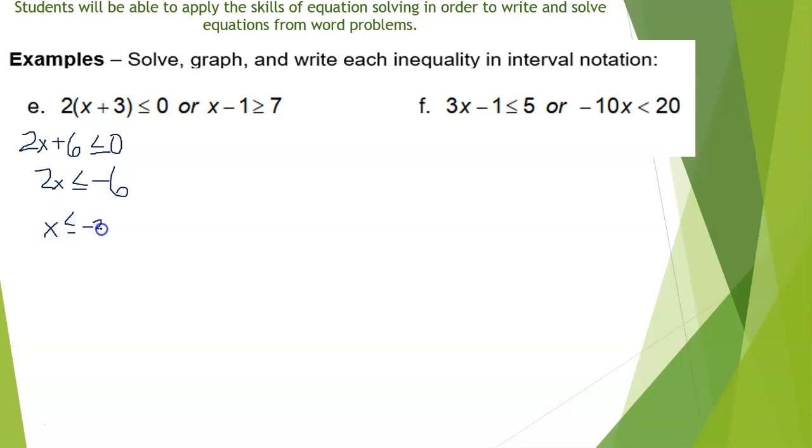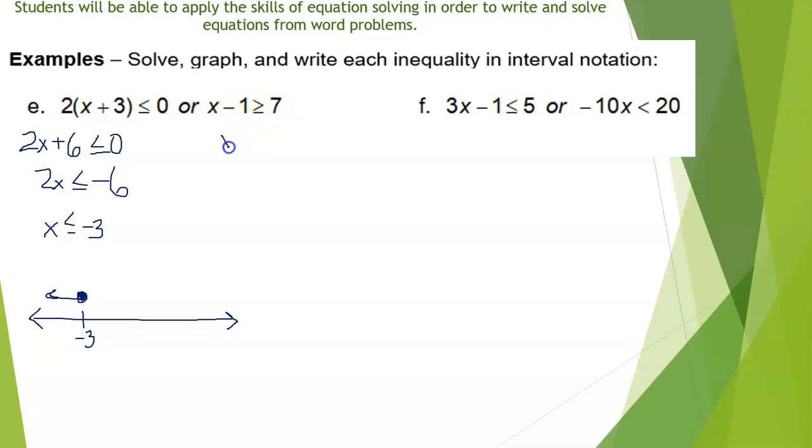Now we get a negative answer, but we didn't divide by a negative. So that means when we look at our number line, we're going to have a negative 3. And it says that x is less than or equal to that. So we've got a closed dot, and we're going left.